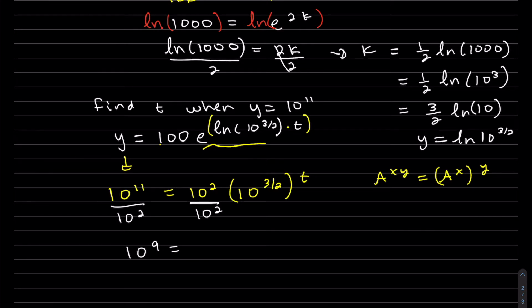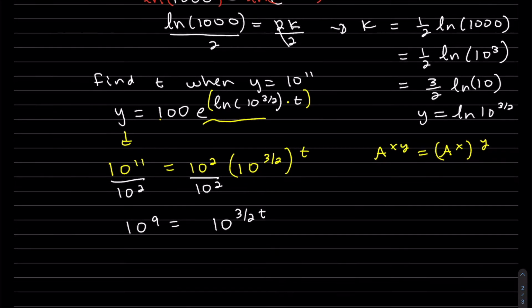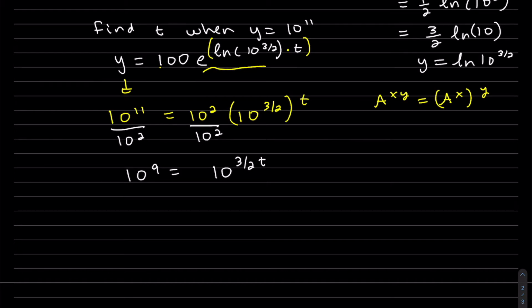Subtract. Now we can do power to power again. And if you have the same base, the powers must be equal. This is a 1-to-1 property.